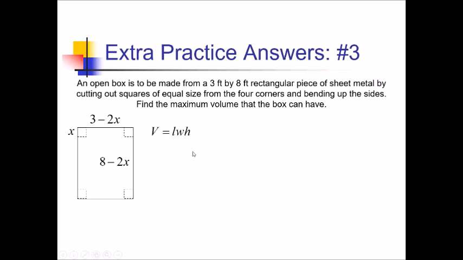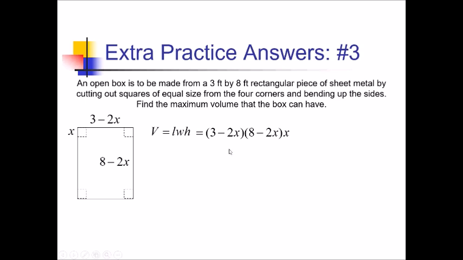So now for a volume formula, in general, we know the volume of a rectangular prism, a box, is length times width times height. So plugging in what we have here, we can write (3 minus 2x) times (8 minus 2x) times that height of x that we were talking about. So this is the formula we're going to try to maximize on the calculator.